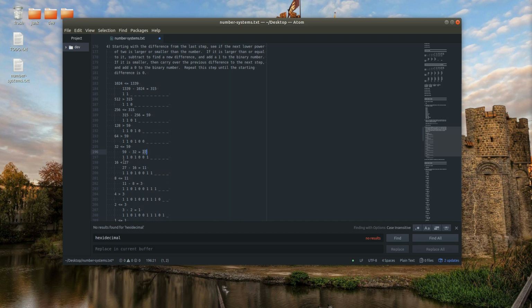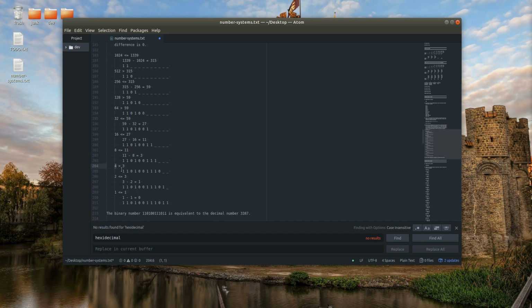16 is less than or equal to 27. So we add a 1. That 1 represents the 16, so we've taken care of it. So we subtract it from 27. We're left with 11 that we need to represent. Next power of 2 is 8. 8 is less than or equal to 11. Add a 1. Subtract, and you've got 3 left.